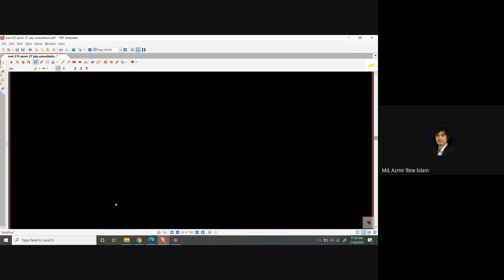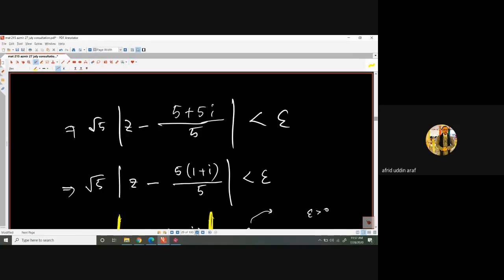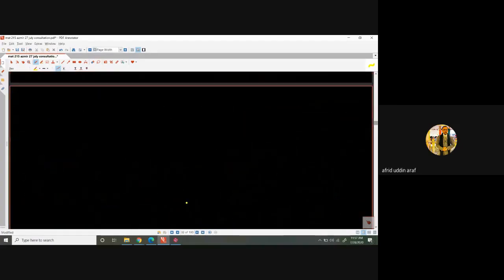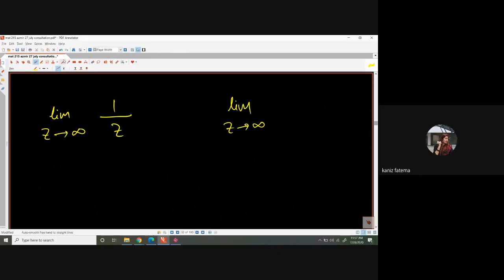Okay, that means directly you can calculate. Then limits at infinity won't be necessary, because it consists of 3 theorems. Suppose you have limit z tends to infinity of 1 over z. So we have a theorem about limit as z tends to infinity. Yes, there are actually three theorems. Let me recall the theorems at first.